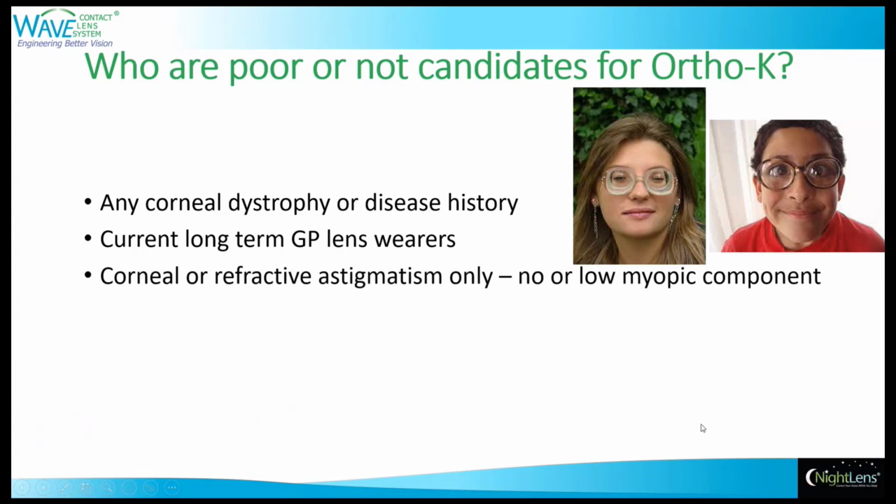All right, prescriptions that have corneal or refractive astigmatism only, meaning no or very low myopic component, plano -1.50 or -0.25, -1.75. These are not easy patients to fit with spherical base curve designs. So what you're dealing with here is you must use a custom software design that is able to create oval treatment zones on the back surface of that lens.